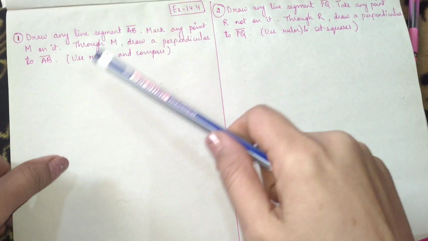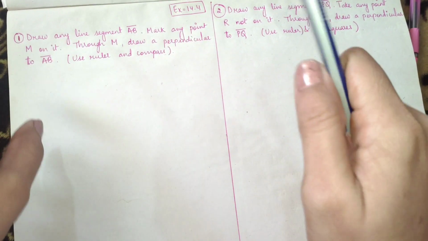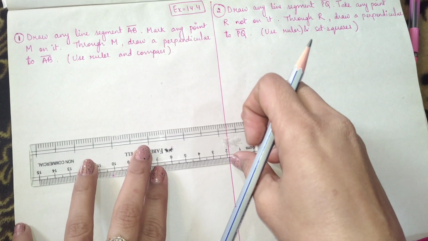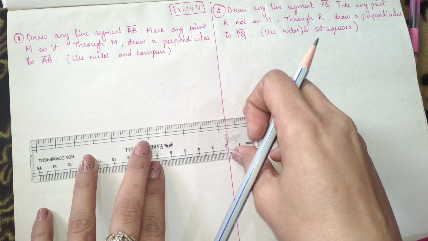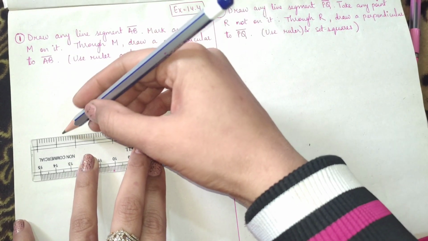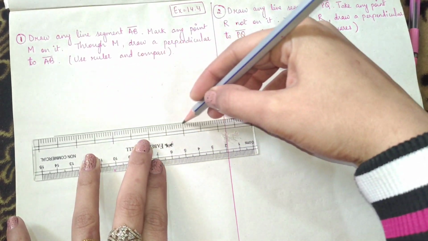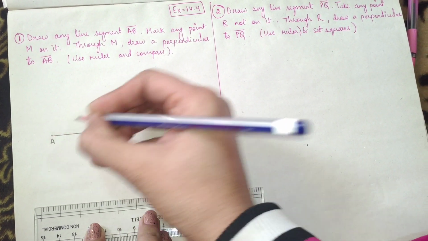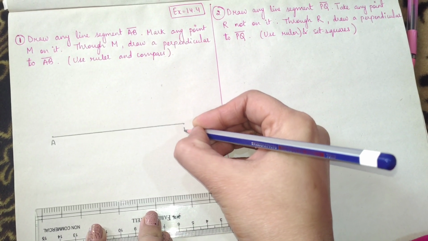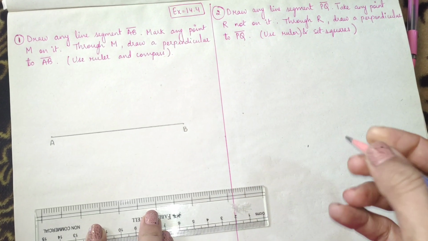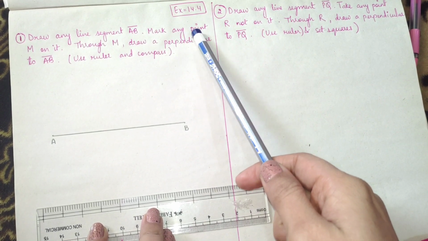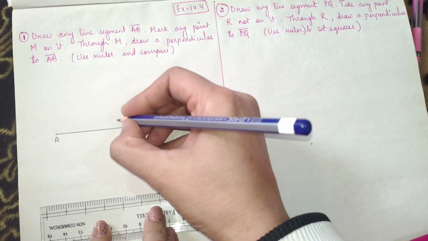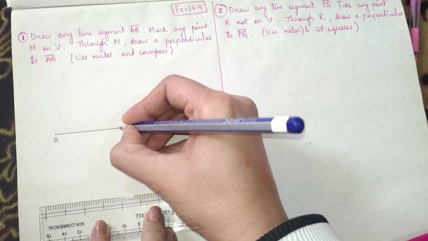Okay, so let's read the first line again. Draw any line segment AB. The length is not specified, so you can draw a line segment of any length. Like this, I've drawn a line segment. I'll name it A and this as B. The second line says, mark any point M on it. Anywhere on the line, just mark a point M.